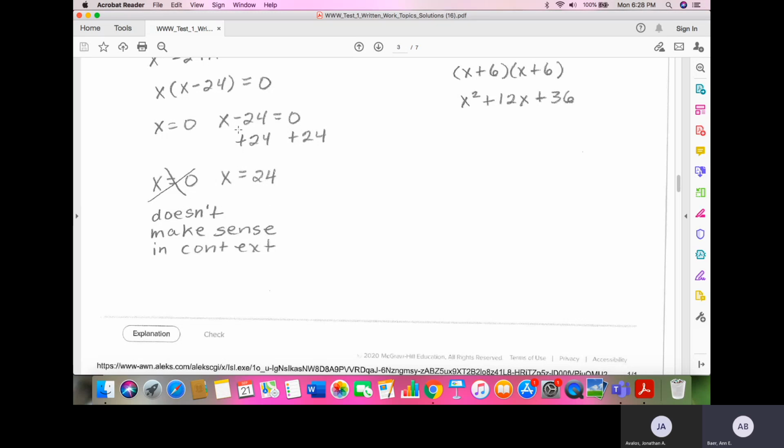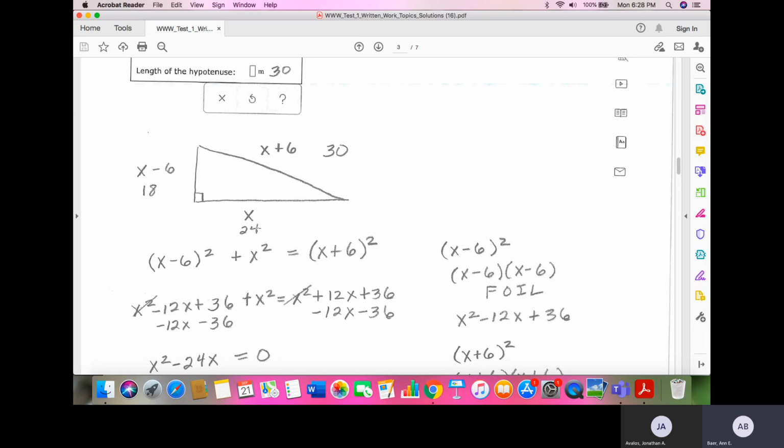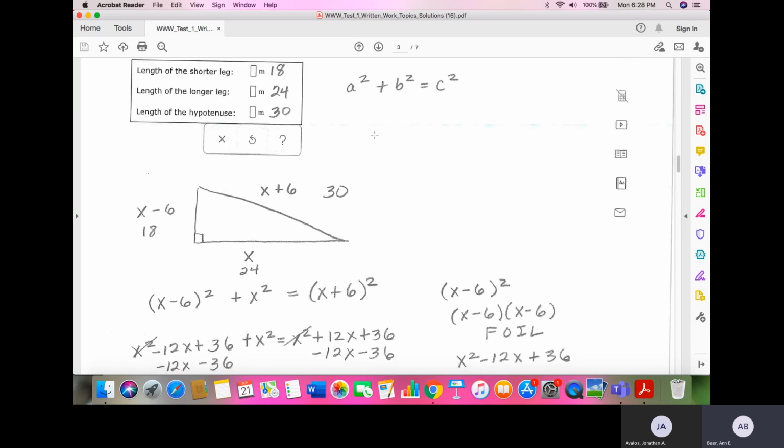So over here, if we add 24 to both sides, we get x equals 24. So our x that we're looking for here is 24. It's the length of the longer leg. Now, since x is 24, we can plug that 24 in for x wherever we see an x here, and we get 24 minus 6, which is 18. We get 24 plus 6, which is 30. So those are the side lengths.